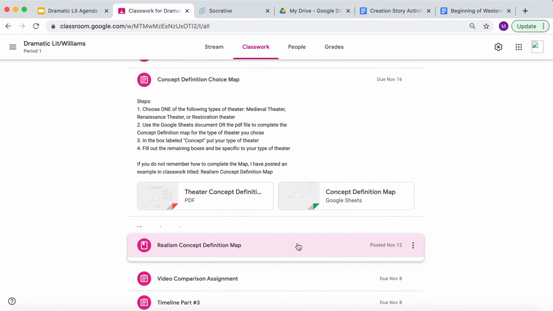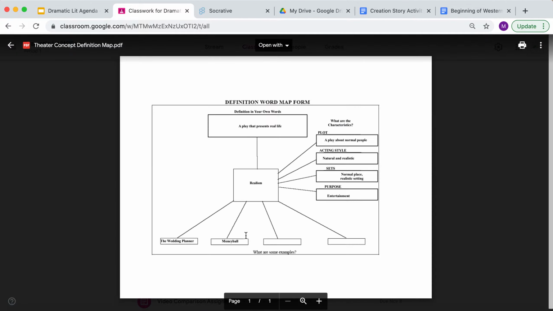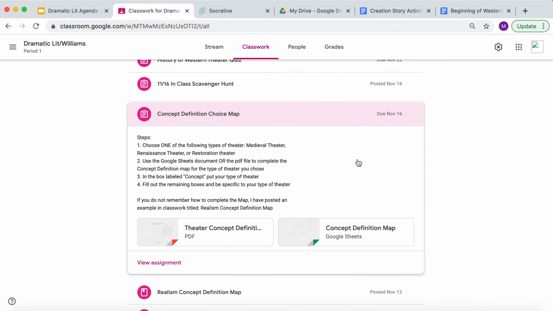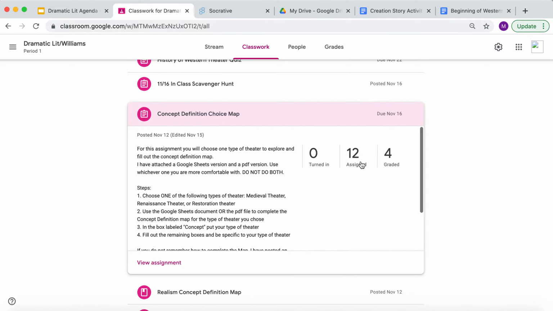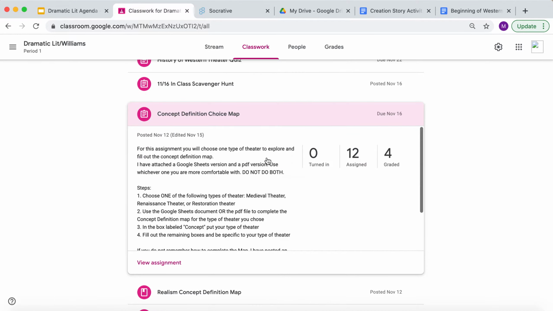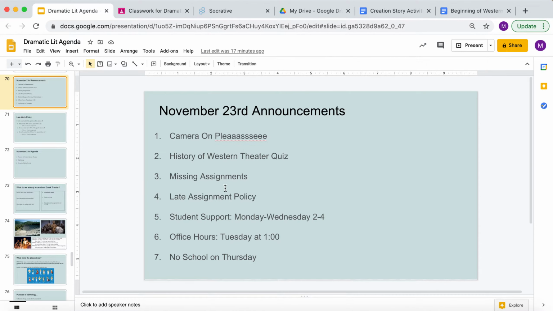I do have an example here of a realism concept definition map that we did together in class. So if you're confused about how to do this, look at what we did together in class for realism. There is only 4 of you that have turned this in. So 12 of you have not done this yet. And if you need to retake the History of Western Theater quiz, doing this assignment might help you to improve your grade on that.